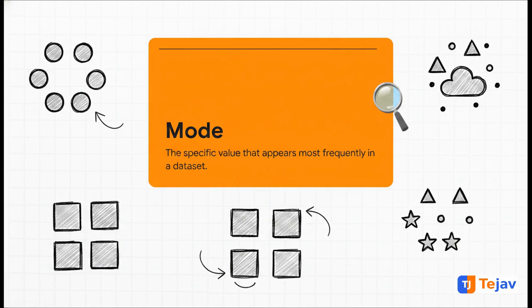Quick fun fact for you: if you had a dataset where 2 different numbers tied for the most frequent, we call that a bimodal dataset.